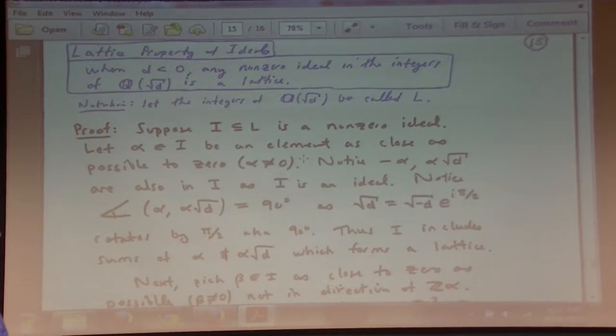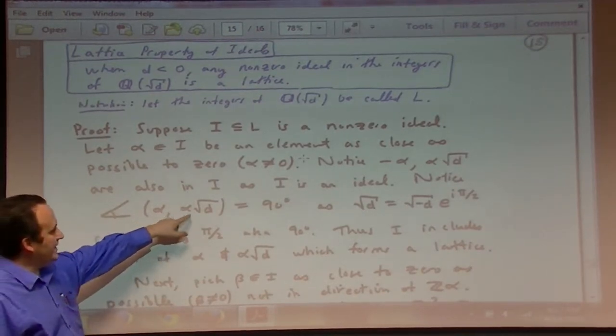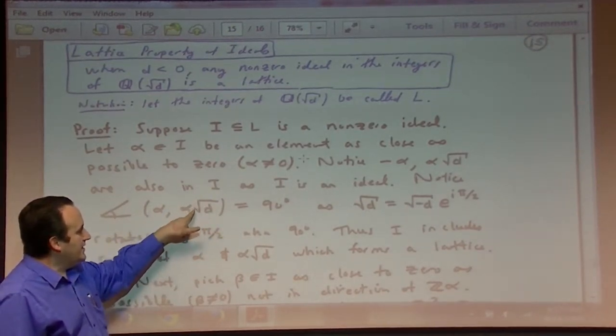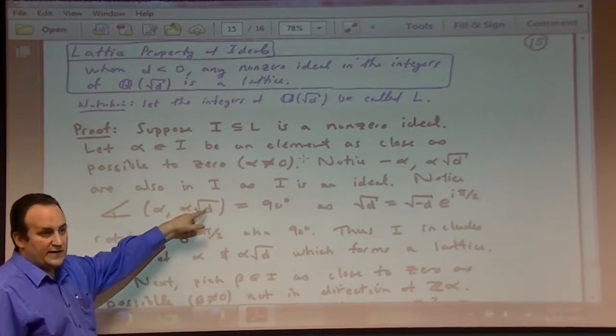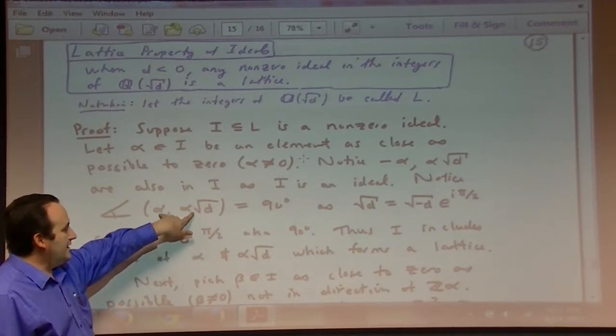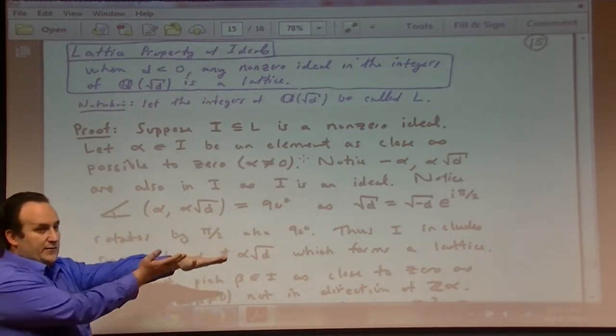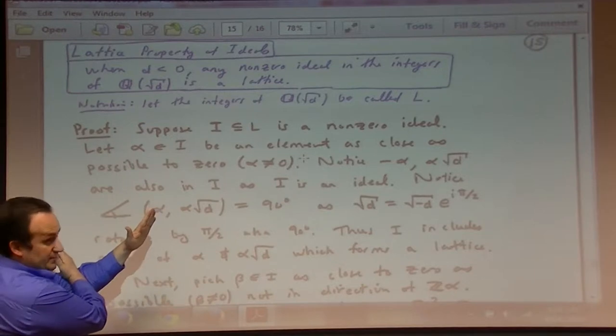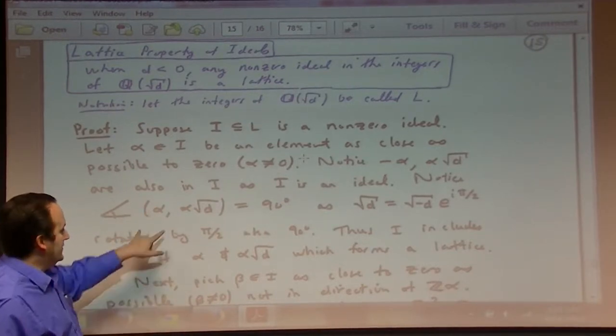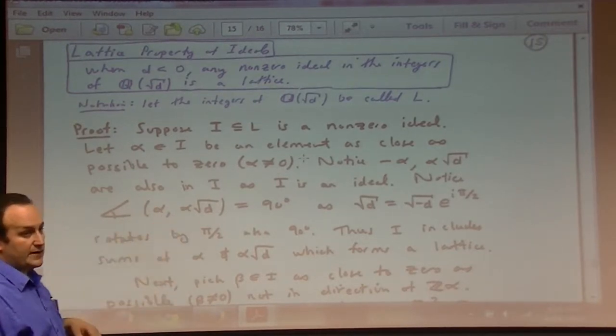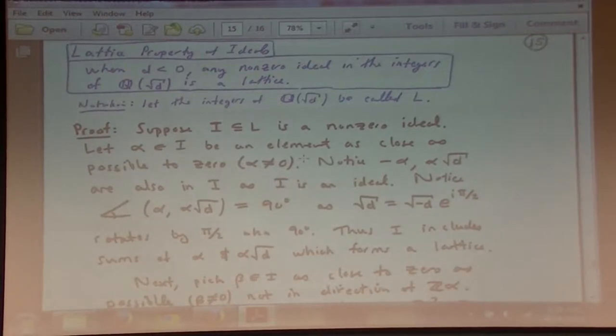On the other hand, the angle between alpha and alpha times square root of d, which is basically i times the square root of a rational number, in the complex plane, these are perpendicular. One is in the alpha direction, the other is rotated 90 degrees, a right angle. So it stands to reason that these are not collinear. If you build integer combinations of those, you're going to fill out some sort of lattice.